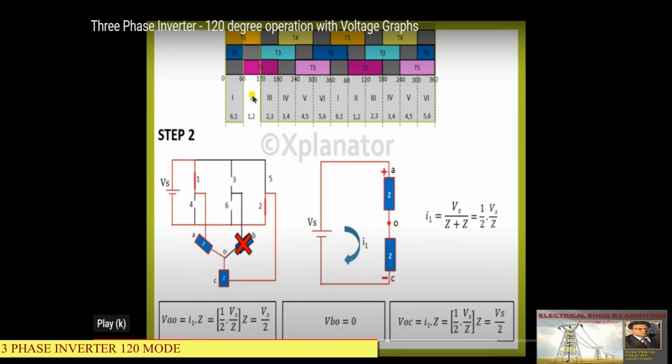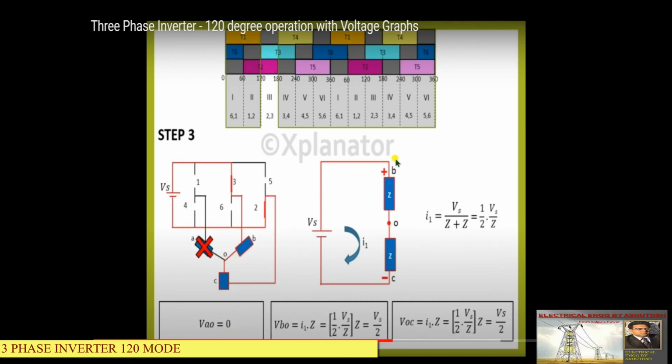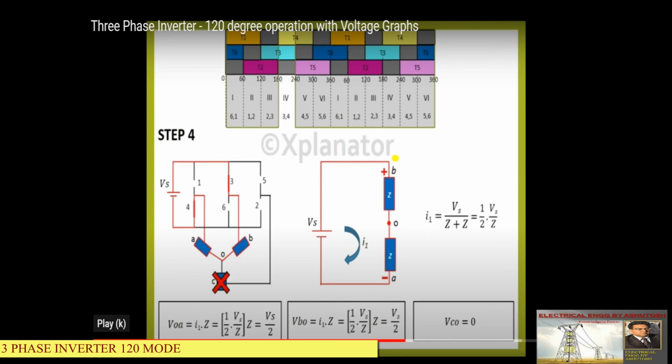Then in the same way, in the second phase, you can calculate the voltages like this. What I have calculated here, in the second phase, number 1 and number 2 IGBTs are operating. The second leg is not connected in the circuit, so only the first and third legs are connected. So I have connected over here and calculated the voltages, and as you can see in the diagram, for step 3 this is the voltage. Step 4, these are the voltages across VOA and VBO. VCO is equal to 0.